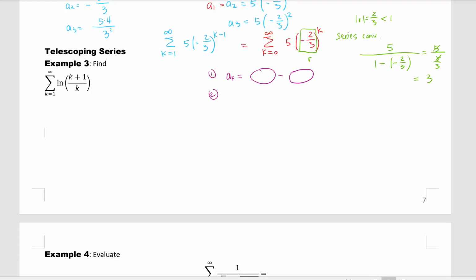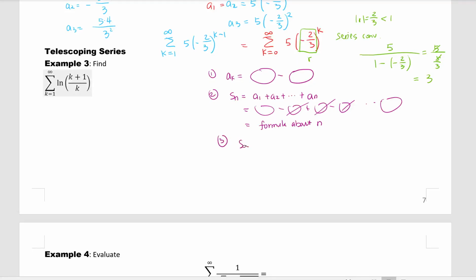The second step, you compute Sn. So Sn is A1 plus A2 plus up to A sub n. Then you put down what it is, and you will realize a lot of terms get canceled, and then you get a formula in n. The third step is the series. The series is the limit of Sn where you let n go to infinity. Okay, so let's look at our problem.